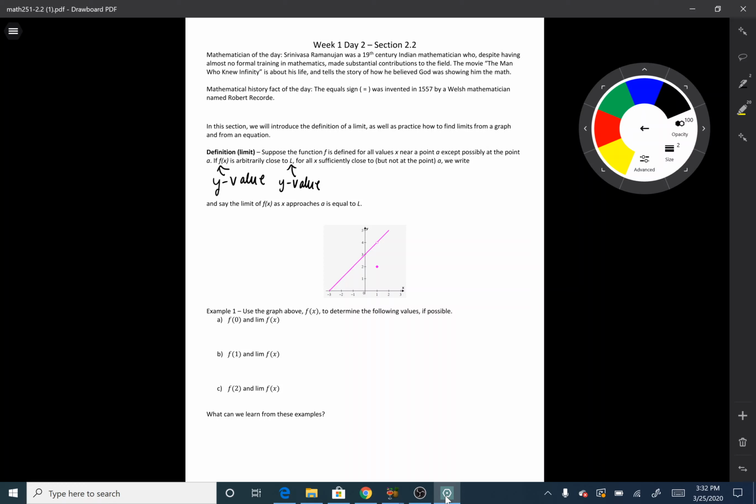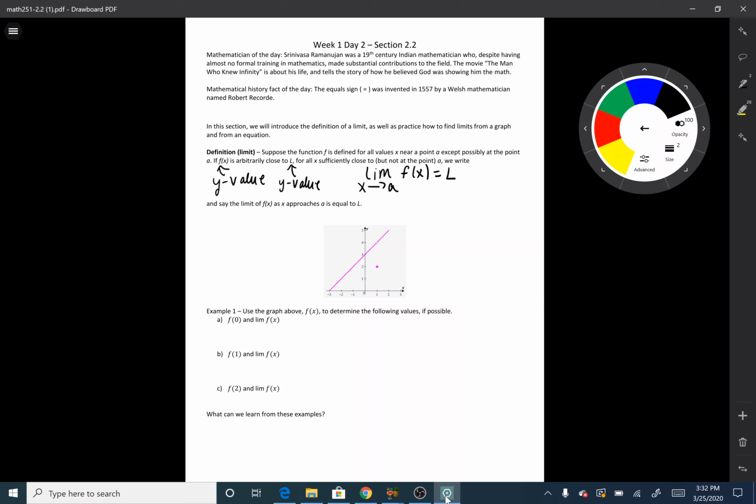This definition says that the limit as x approaches a of f of x is equal to this letter L. And we read this as the limit as x approaches a of f of x is equal to L. That is how we read this. So I know this is a pretty dense definition, but once we do some examples, hopefully it won't be too bad.